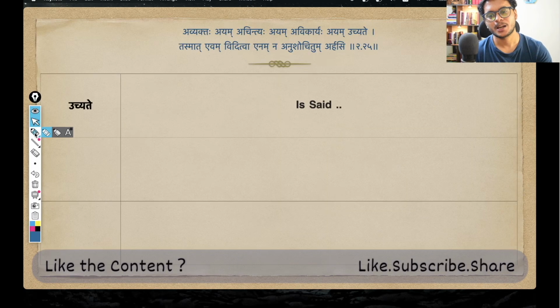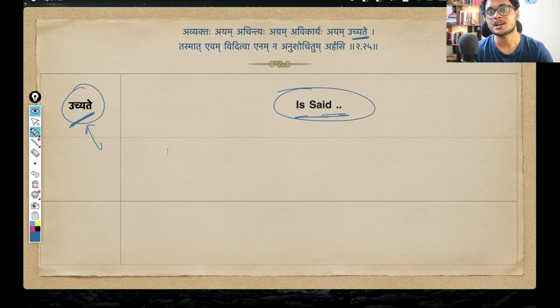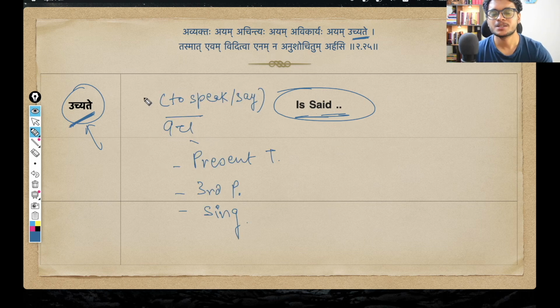Okay, and now we are starting the decoding with a kriya pada. So uchyate, which translates as is said. Okay, so the reason I'm writing it like this, is said, is because this is a karmani form. It is a passive voice verb form. Because see, this form is coming from the dhatu, the verbal root vach. And vach dhatu means to speak, to say.